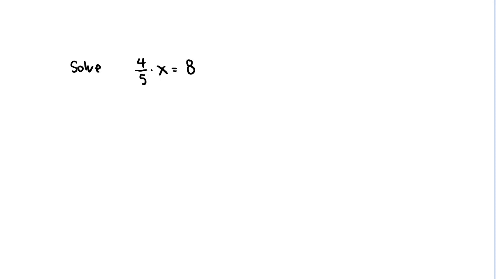Well, just like the first example above, we have multiplication here, and we can undo multiplication, or reverse multiplication, with division. 4 over 5 is just some number. If I take 4 over 5 and it's multiplied to x, and I divide by that number 4 over 5, this should be the same as taking 8 and dividing it by 4 over 5.